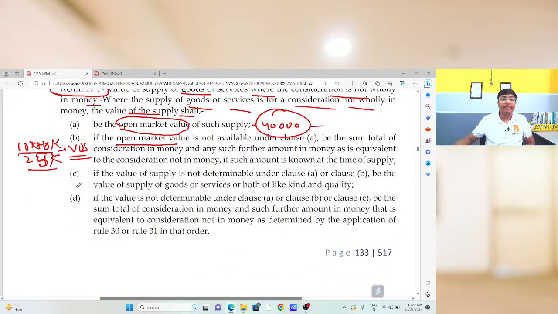Third, if the value of supply is not determinable under clause A or B, the value of supply of goods or services of like kind, like quality, like quantity, we are going to take as the value of supply. Suppose the same laptop is not available in the market and we are not able to decide the value of that printer. In that case, we have a third option, that we can take the price of a similar laptop.